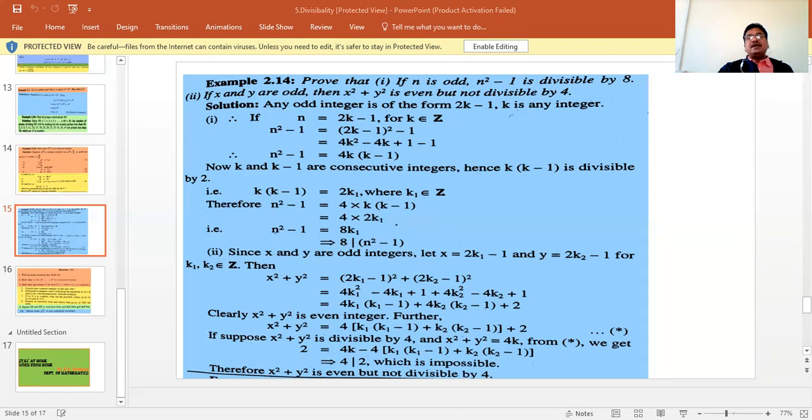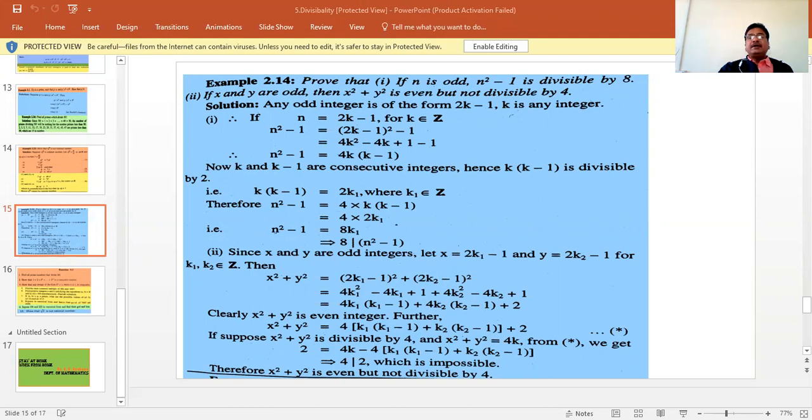And what is about this k and k minus 1? K is integer and k minus 1 is its successive integer. These are the consecutive integers or successive integers. That is, these integers are what? Suppose k is 4, then k minus 1, that is 3. Suppose k is 5, then k minus 1 is 4. That is 4 and 5, or 3 and 4. These are the successive integers or consecutive integers.